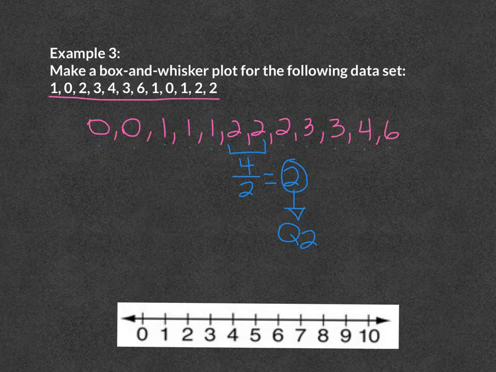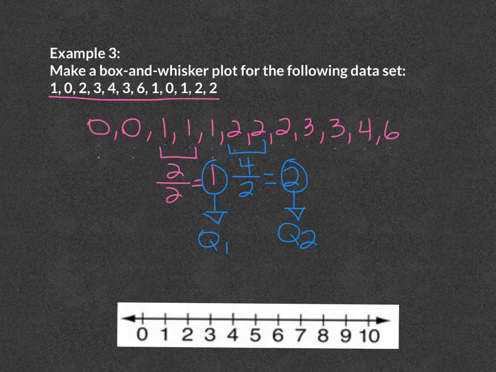Now, I'm going to find the middle number in the lower half of our data set. I'm going to pair these up together again. 0 with this 2, this 0 with this 1. So my two middle numbers are 1 and 1. So 1 plus 1 will give me 2. I want to find the average, so I'm going to divide by 2. 2 divided by 2 will give me 1. So 1 is quartile 1.